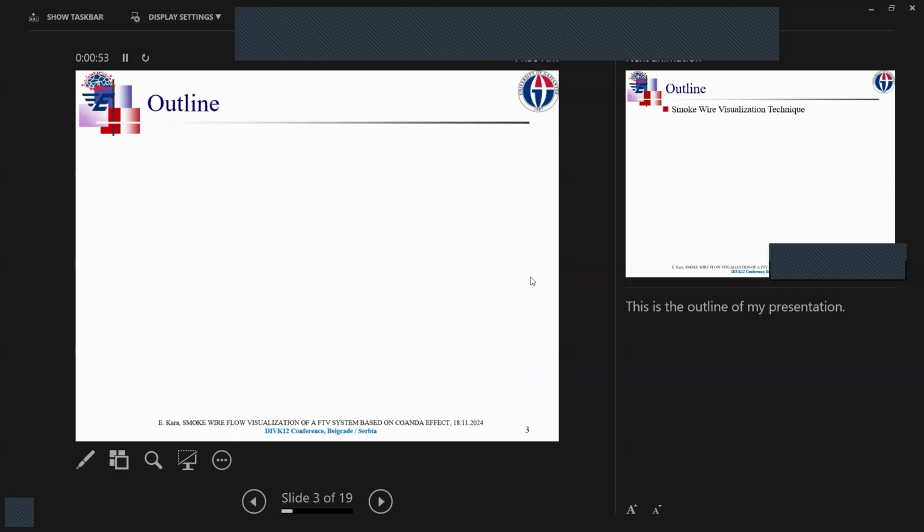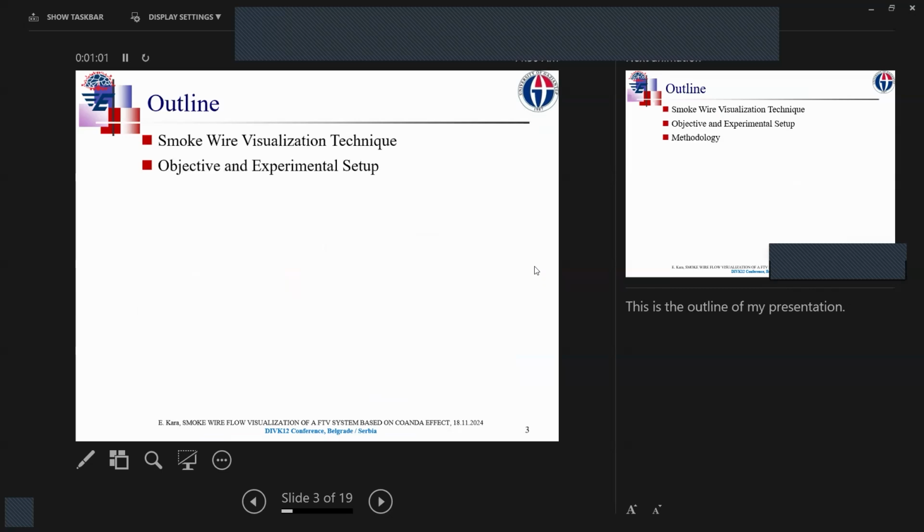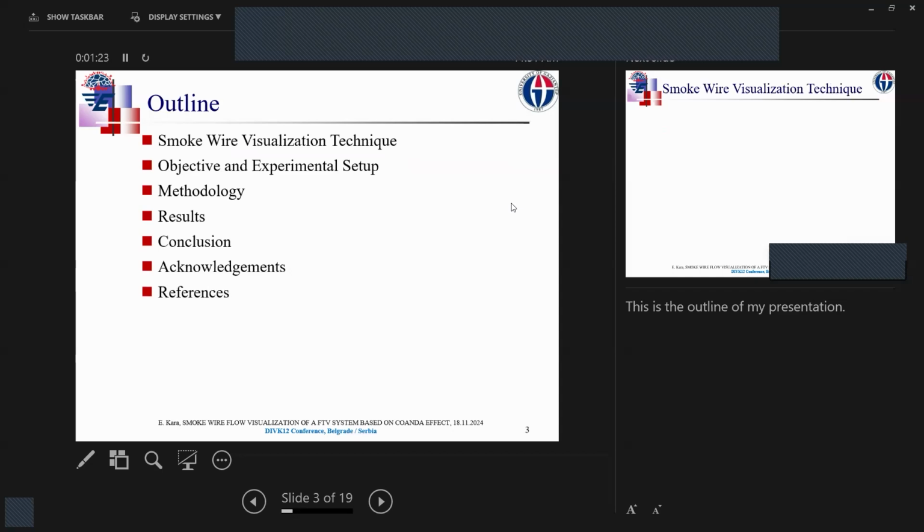So the outline of this study starts with the smoke wire visualization technique and the objective of the study. The experimental setup will be given, and the methodology of this technique will be shortly addressed. The results of this visualization technique will be given in pictures. And lastly, there will be a conclusion section, and acknowledgements and references will be added at the end of this presentation. It will be a little shorter when you compare with the first one.